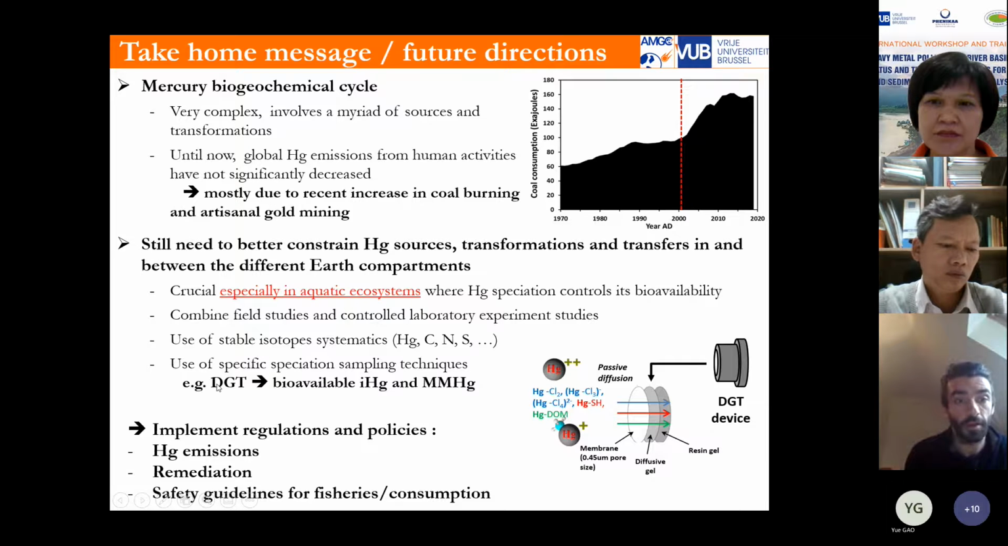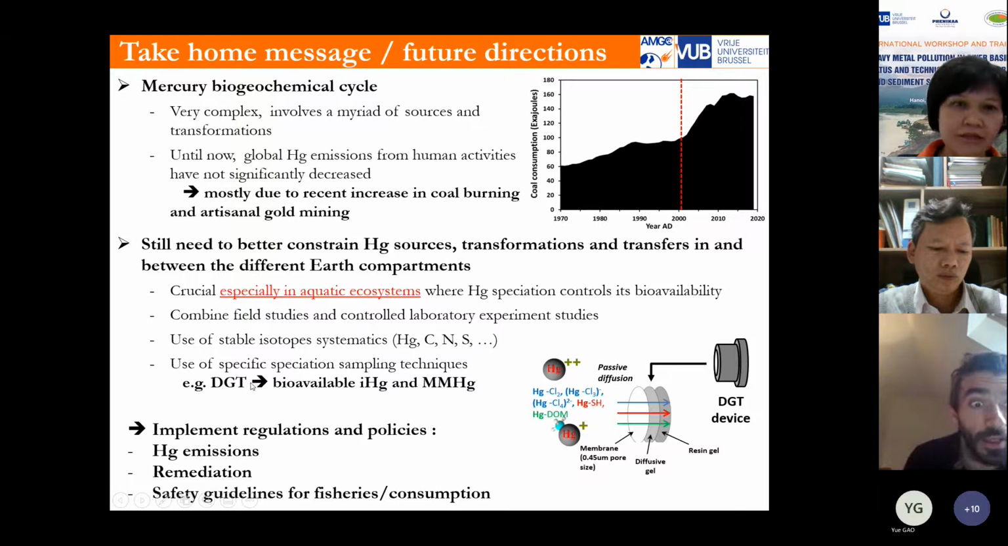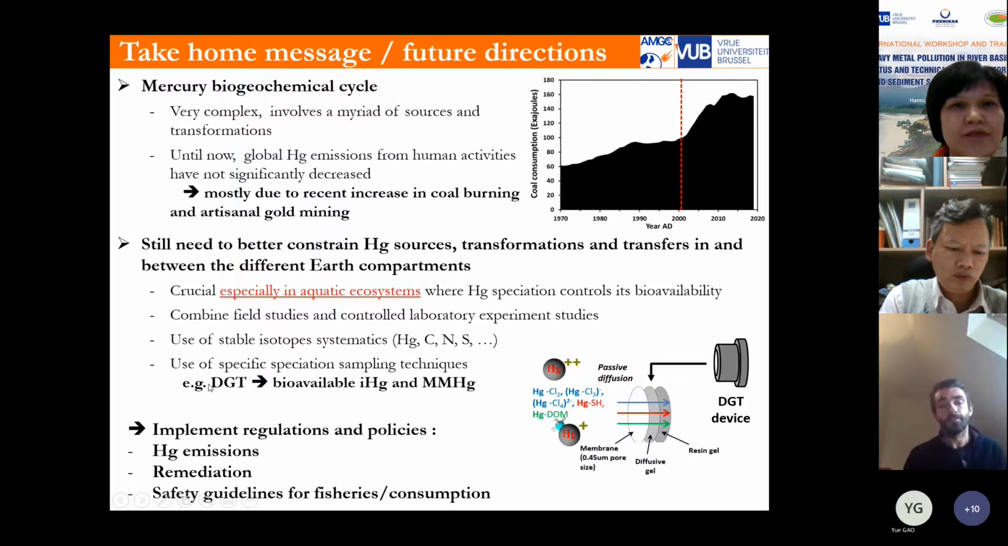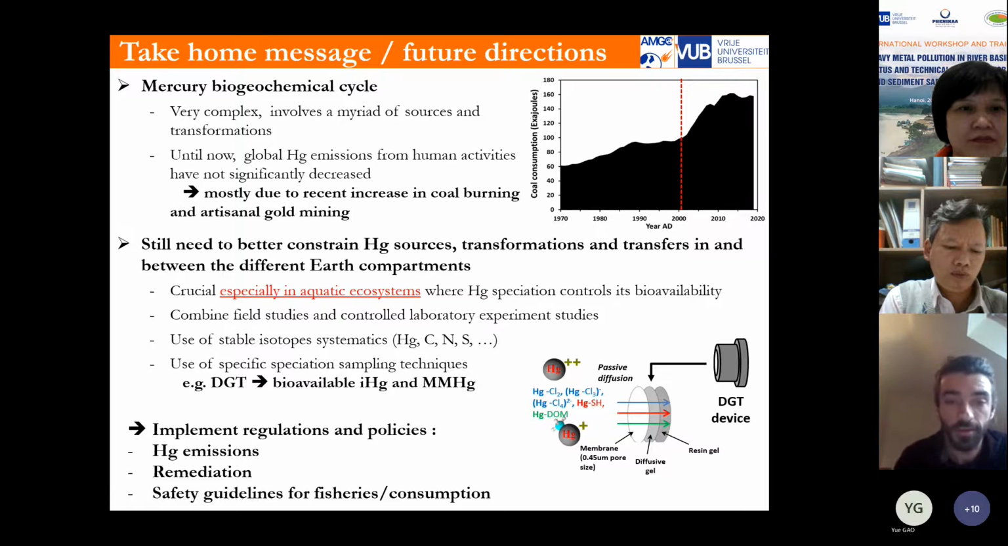And also, because this technique is not like at time t, since you have low concentrations of mercury in waters, you need to deploy DGT for 3 weeks at least to get enough mercury to be analyzed. And so there will be a time integrated mercury bioavailable fraction. This is useful to better implement regulations and policies in terms of mercury emissions, remediation, and guidelines for seafood consumption mostly.